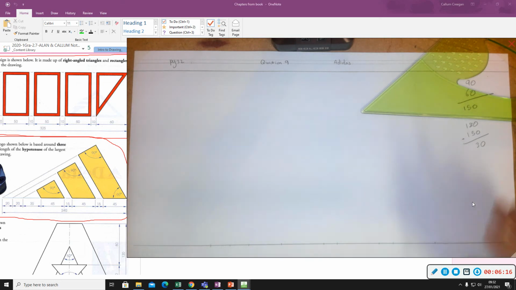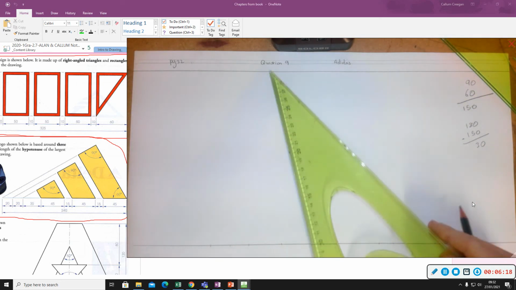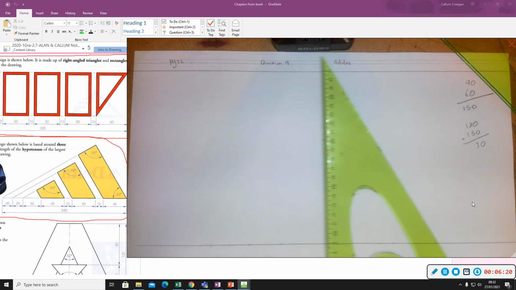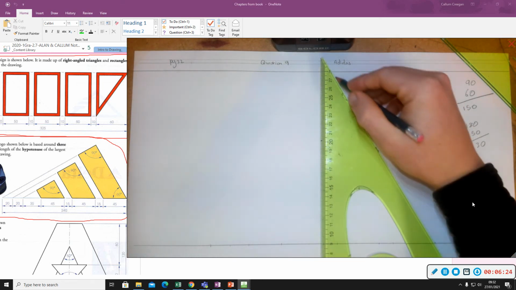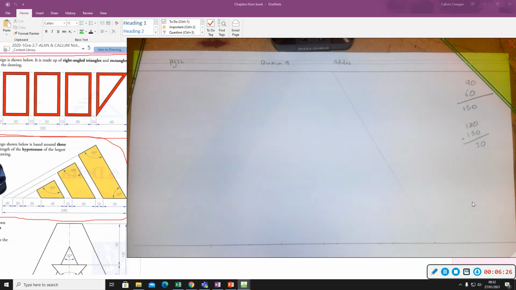Now, what I'm going to do is draw a 60-degree line up from my very edge here. Just a light line all the way up to the top of my page. Now, that's a light line. It's not a heavy line.